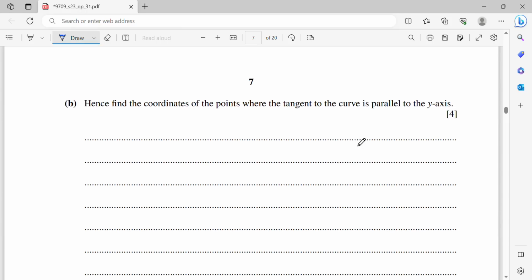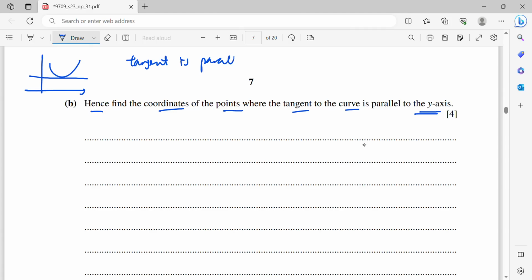Alright, so now move on to B. Hence, find the coordinates of the points where the tangent to the curve is parallel to y-axis. Okay, just for information, if let's say this is a graph, the tangent is parallel to x-axis, that means the dy dx equals to 0. So if tangent is parallel to x-axis, means dy dx equals to 0.